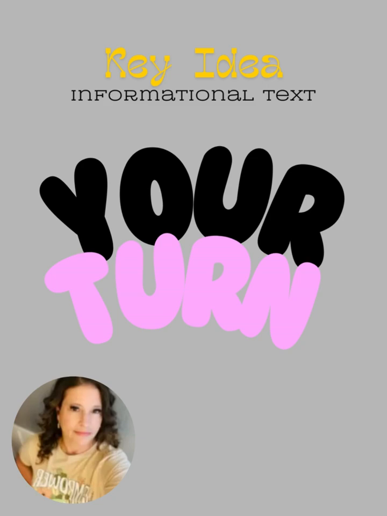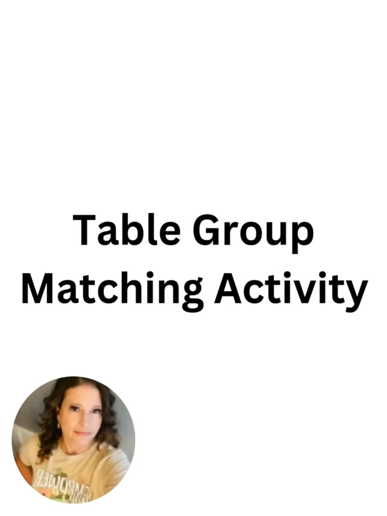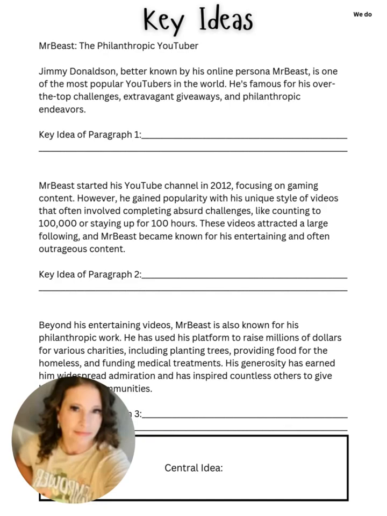And now it is your turn. Your notes should already be glued in your journal now that they are complete. The next thing you are going to be doing is a table group matching activity. You should have a page in front of you that has 3 paragraphs. You are going to read through those paragraphs and match the key ideas. You should have 3 key ideas and a central idea. So you're going to match the 3 key ideas to the appropriate paragraph, and then the central idea.